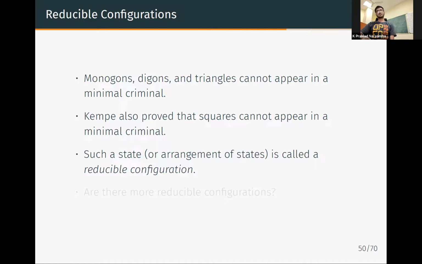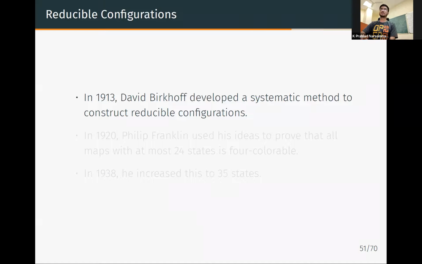Anyway, so such a state which can't appear in a minimal criminal is called a reducible configuration, right? Why is it a configuration? Because it can be an arrangement of states, like we saw in the unavoidable set. And are there more reducible configurations? The answer is yes, and a lot of people found them. One of the major figures was George Birkhoff. He's incidentally a Harvard alumnus.